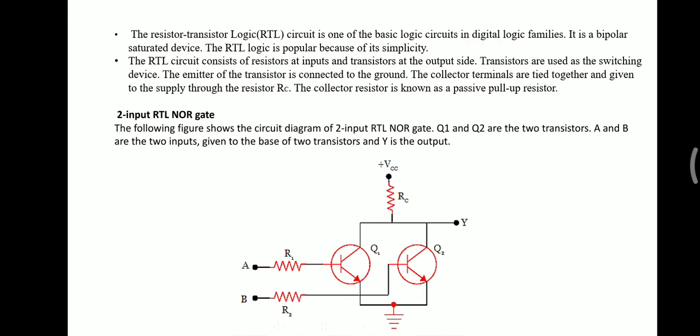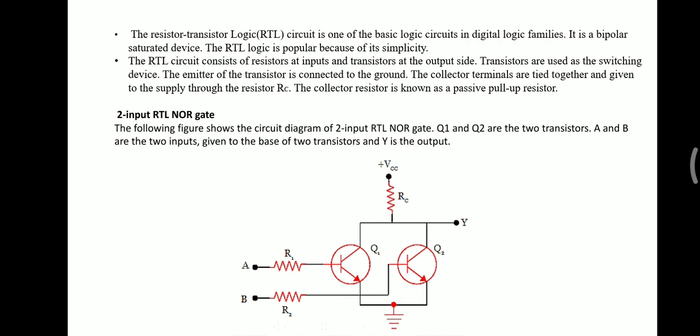The emitters of both transistors are connected together to the ground, and the collector terminals are tied together and given to the supply through the resistor RC. The input supply voltage VCC is given to the collectors of both transistors. The collector resistor is known as a passive pull-up resistor because only through that passive pull-up resistor are we going to give the input, that is VCC. It is called a pull-up resistor.